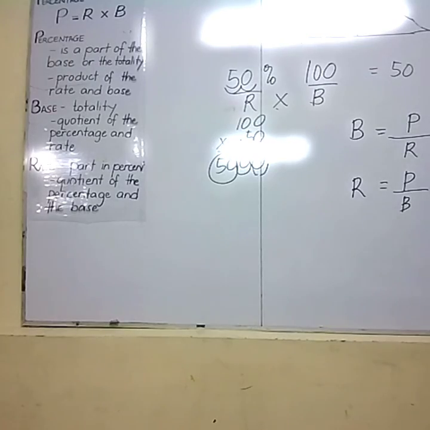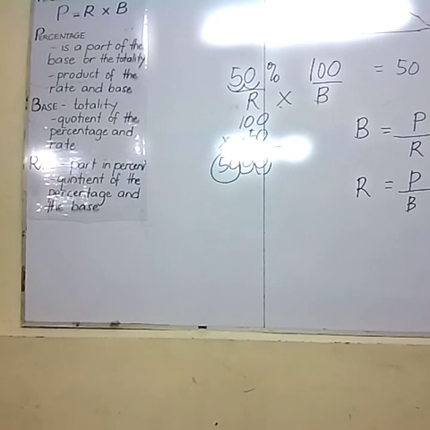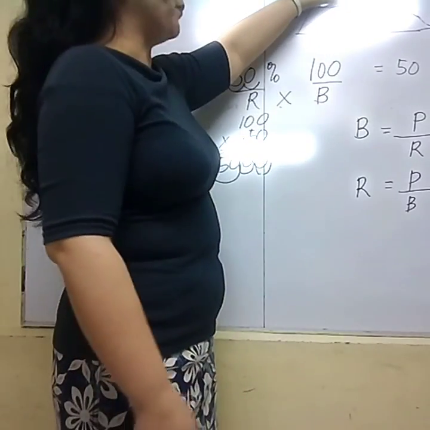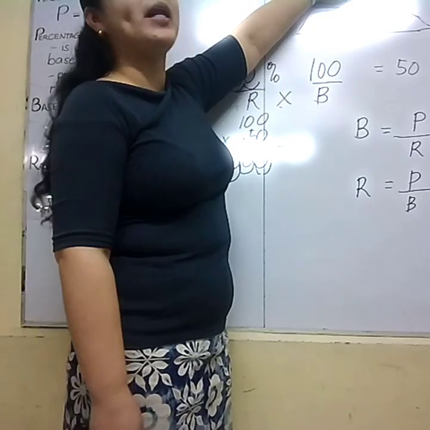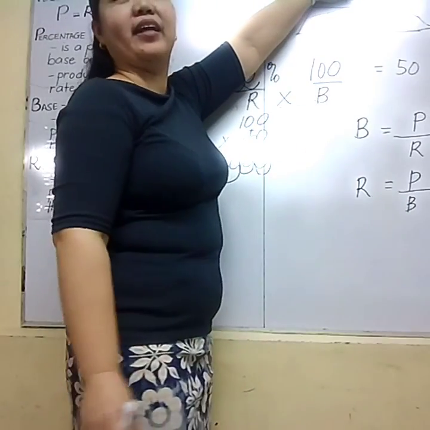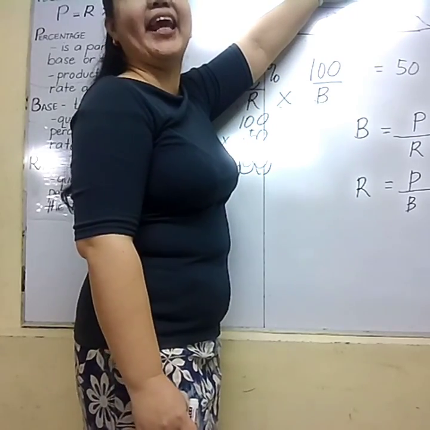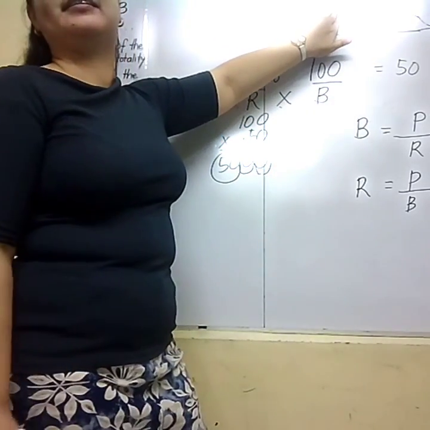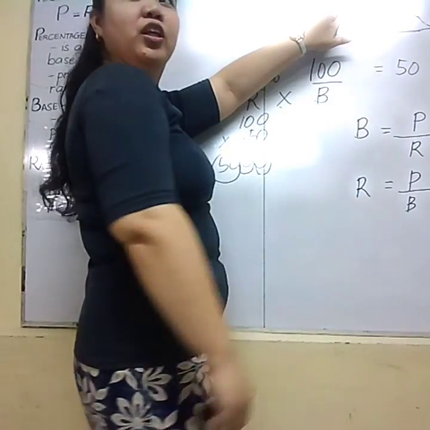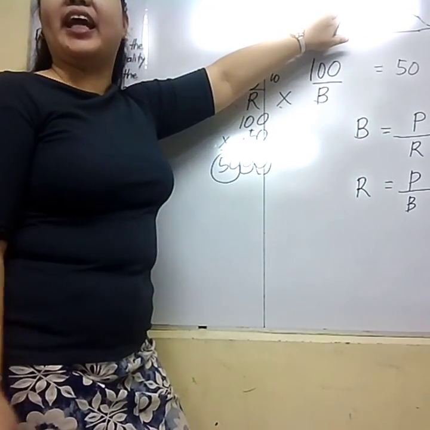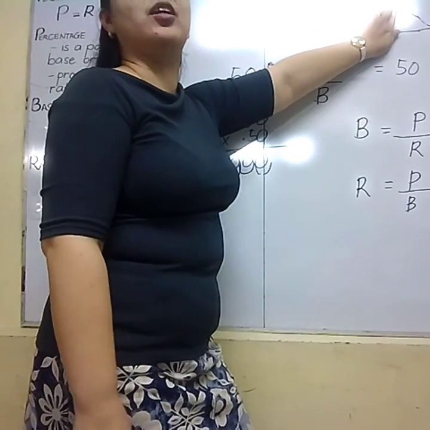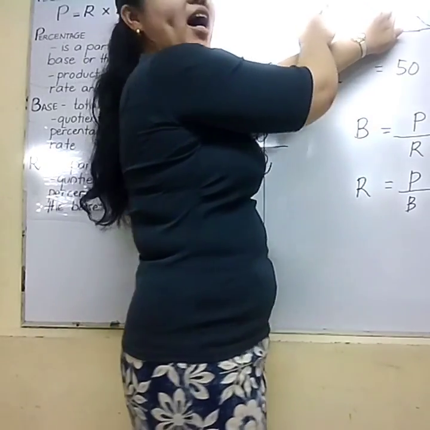Okay, para hindi nyo makalimutan yung formula, kasi minsan nakakalito yan, gumawa lang kayo ng triangle. Tapos ilagay niyo to. Itong pinaka-base ay percentage dito sa taas. Tapos rate and base. So, kung nawawala ang percentage, you just multiply the rate times the base. Kung ang nawawala ay rate, tatakpan ko yung R. Ano ba yung formula? Divide. Percentage divided by the base. Next, yung B naman, yung base. Pag nawawala, divide pa rin. Percentage divided by the rate.